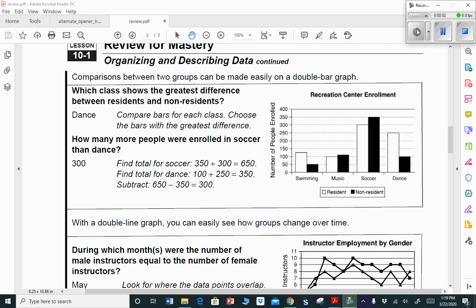This is algebra class again. We're still on lesson 10-1. This is part 2 about organizing and describing data. We're going to work on double bar graphs now.